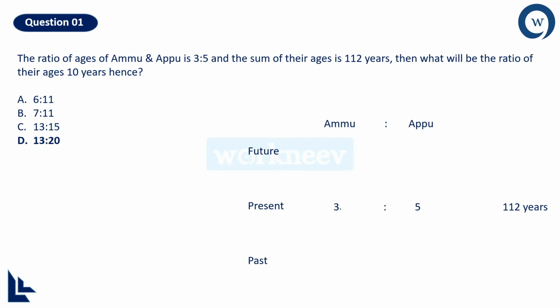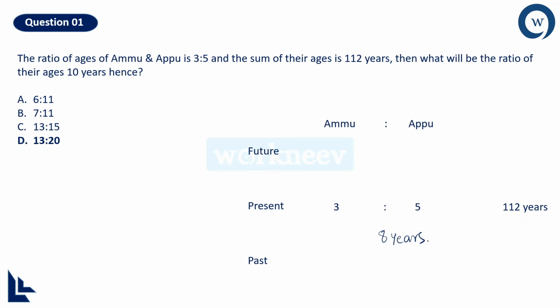For time being, let me assume that these are their real ages. Then what will happen? Let us check. If I assume Ammu's age as 3 and Appu's age as 5, the total age, that is the sum of the ages, I'll get as 8 years. But it is only my assumption, since the reality we already know is 112.